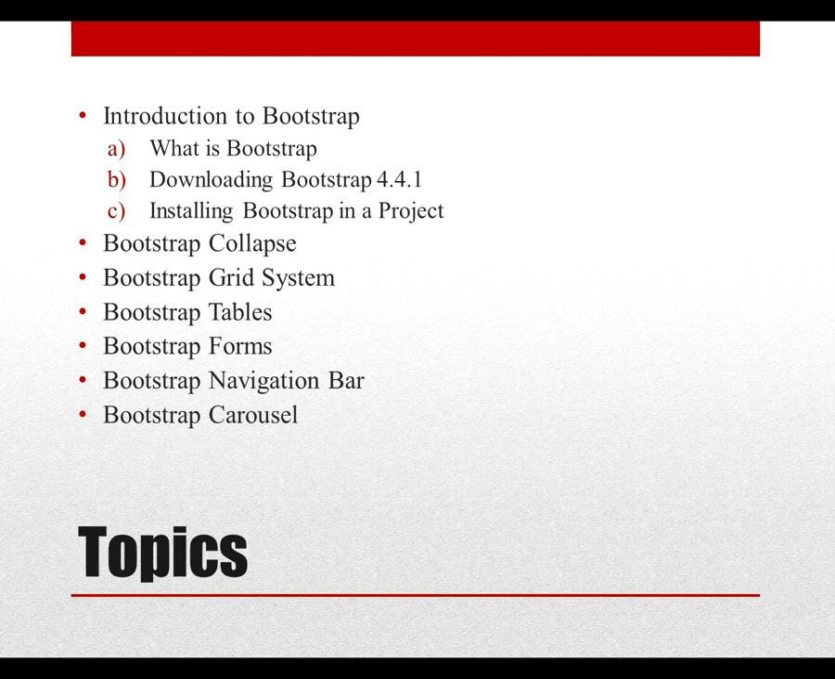Also, we are going to look at the navigation bar. We covered navigation bar in CSS, but in this case, we are going to look at a navigation bar with a drop-down menu, and also we are going to use the collapse option so that it can display or hide when you are using smaller screens like mobile phones. And also the carousel, these are just image slides with captions. So I'll show you how to create that.